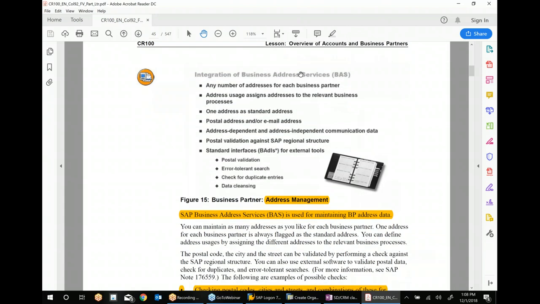Integration of business address services. Business address services. Make a note of that term called business address services, BAS.